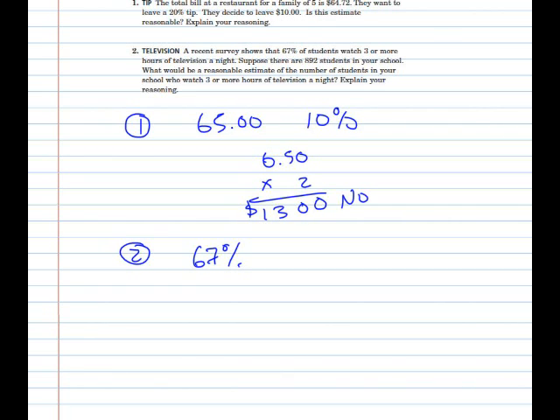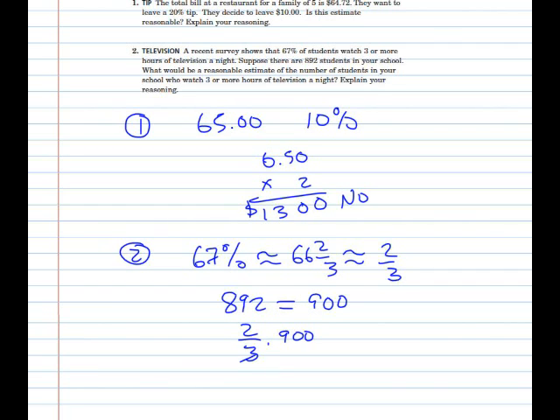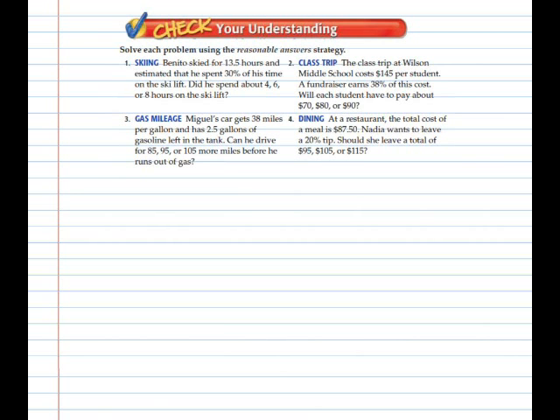Well, I'm going to take 67% and round that to 66 2/3%, which I know as a fraction is 2/3. Then I'm going to round my 892 students to 900. And I'm going to take 2/3 of 900 because those are compatible numbers. I divide by 3. I get 300 here. 2 times 300. I'm going to say about 600 students watch 3 or more hours of TV per night. That's 600 out of about 900.